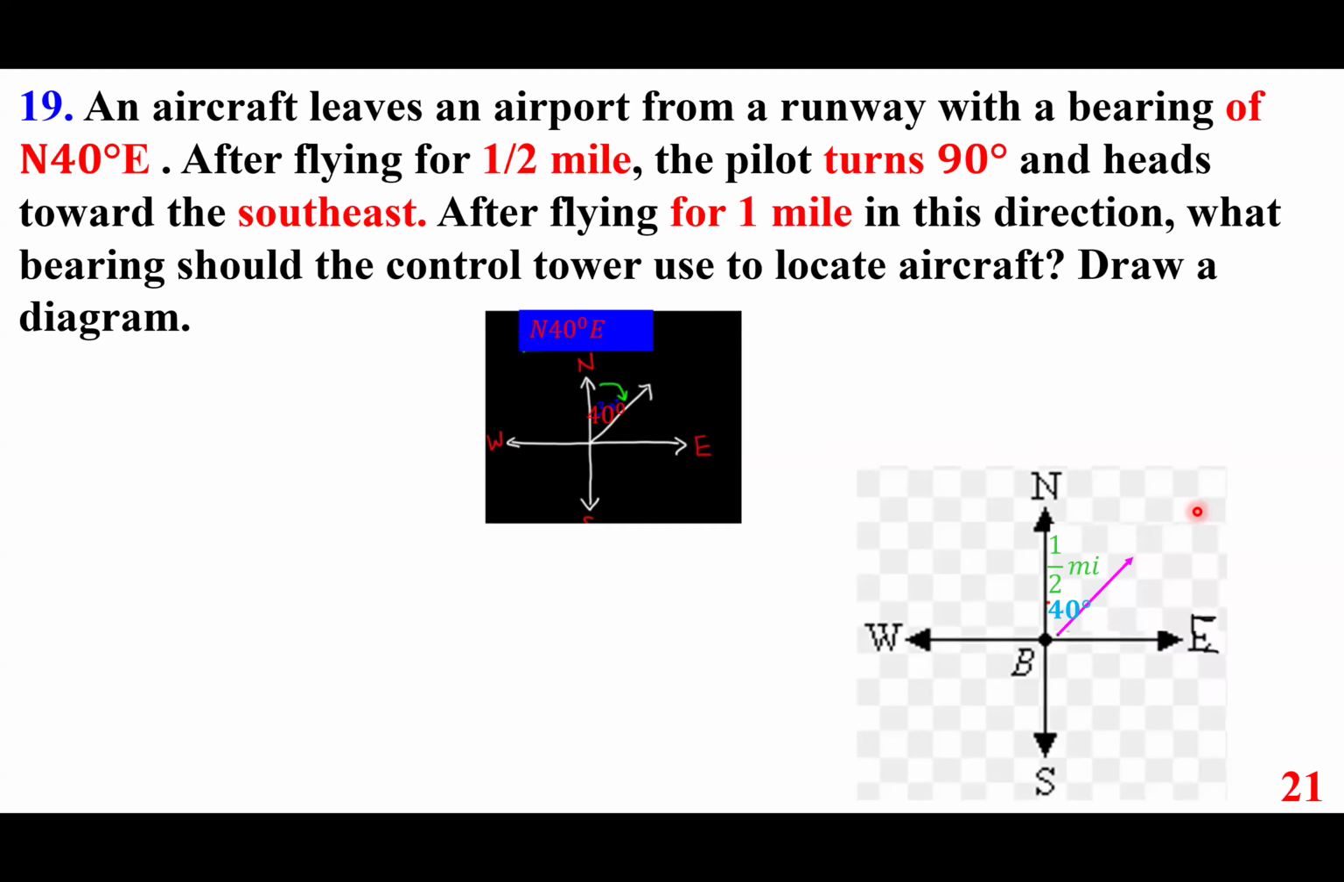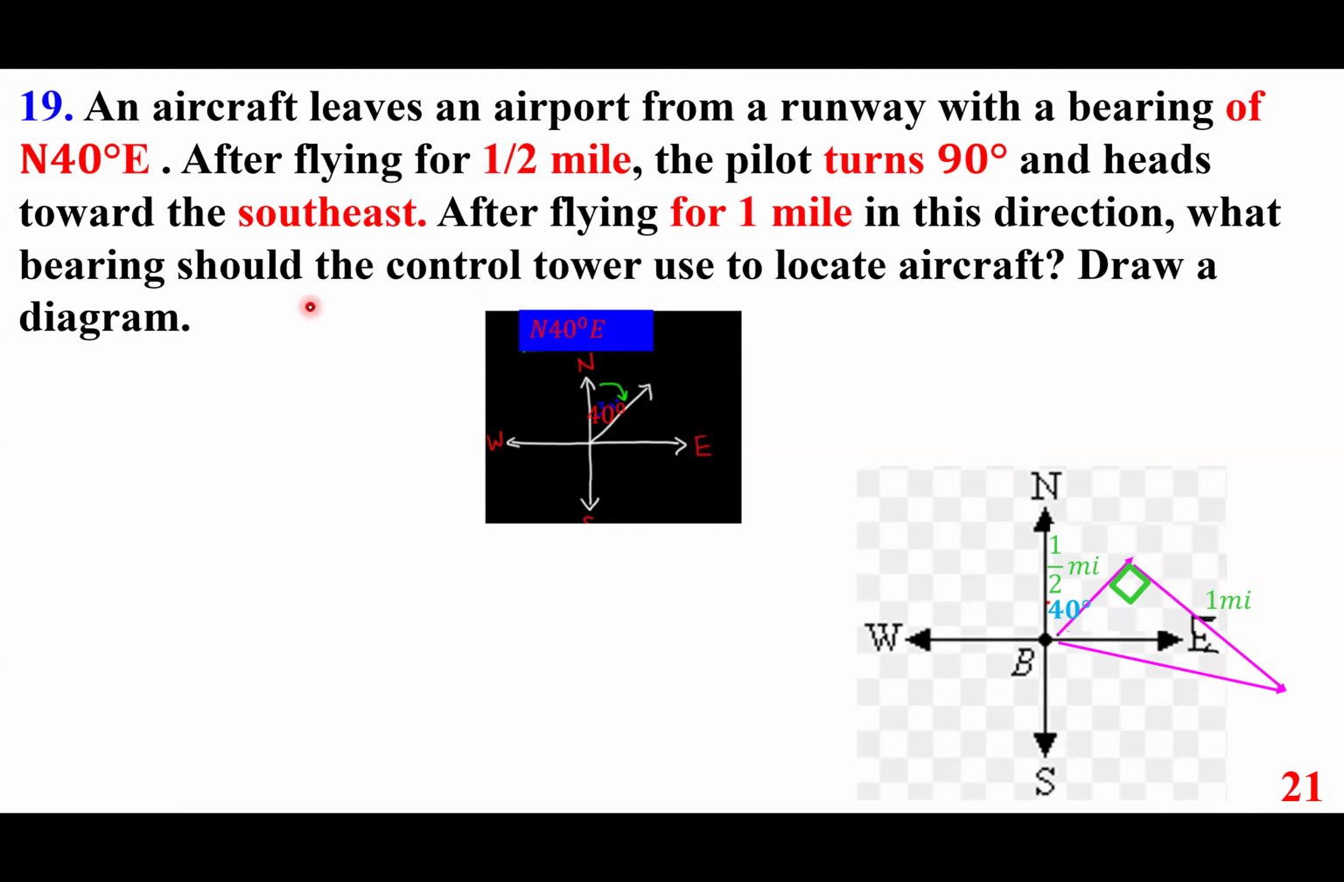Then we make a 90-degree angle. Here's the 90 degrees. We either go that way or this way. Which way do we go? Southeast. So we go this way. So that's a 90 degree. And for how far? 1 mile. And now we want to find the bearing.